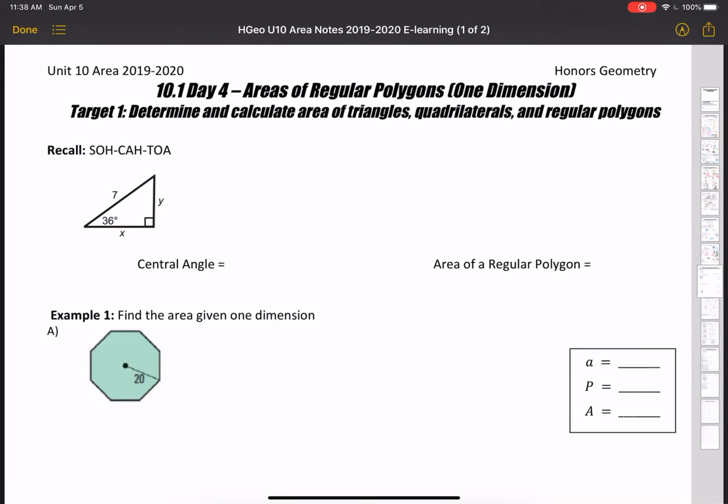Alrighty, so in this video, we're going to wrap up area of regular polygons. This is going to take it to the next level, add a little bit of difficulty to it, okay? So make sure you watch this video and then start practicing.